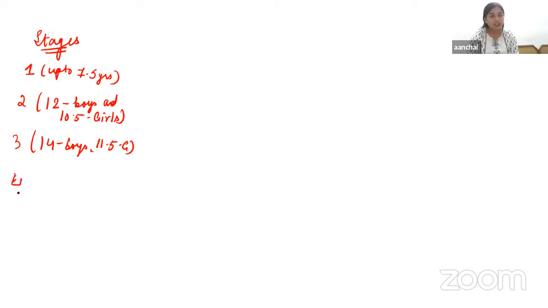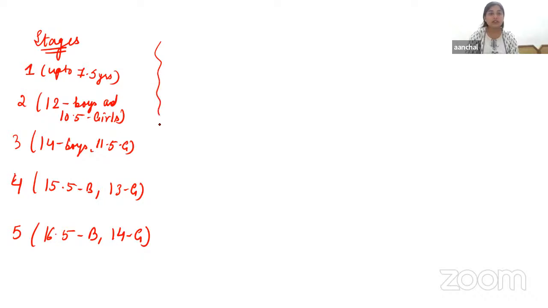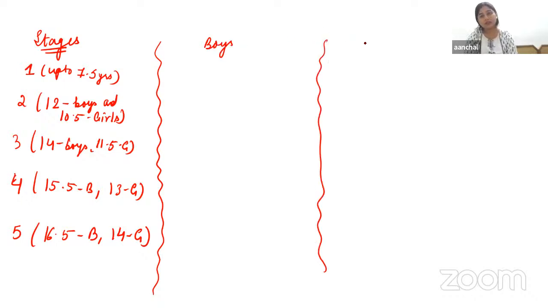Then in fourth stage, it is 15.5 for boys and 13 for girls. Then 16.5 for boys and 14 for girls. Okay, so various stages are there. Now we're going to discuss about the changes. So first we're going to learn about the changes in boys, then in girls. Okay.